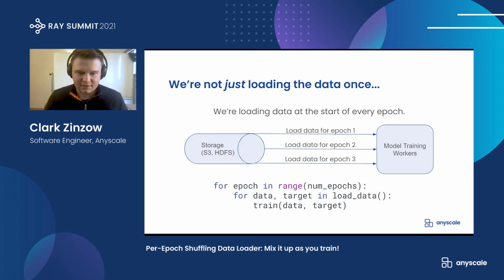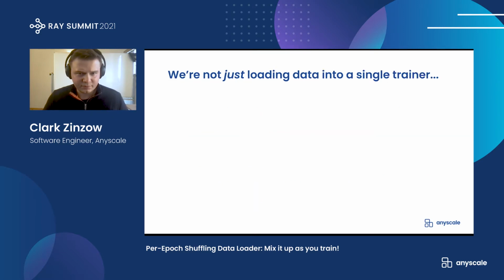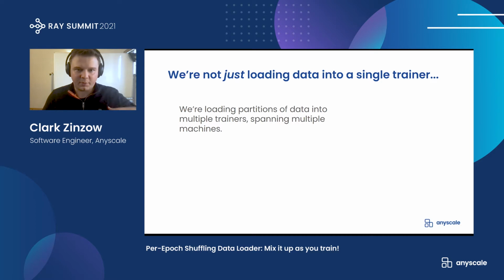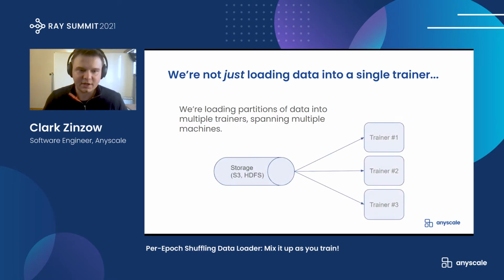So here is a tiny bit of pseudocode of what the loop structure usually looks like. For every epoch, you're loading your data from the store. We're also not just loading data into a single trainer. We're loading partitions of the input data, partitions of that data in the store, into multiple trainers, often spanning multiple machines once you start getting into distributed data parallel training.